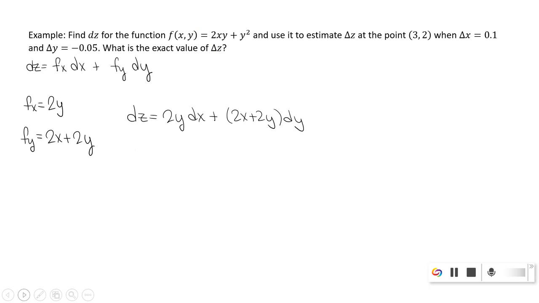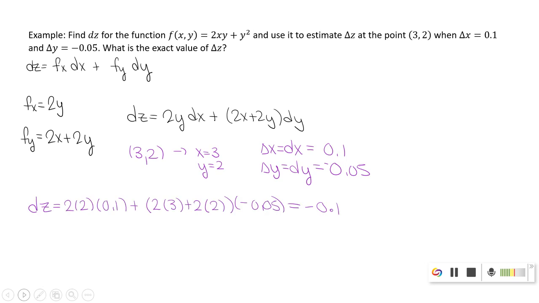All right, finally, let's plug some numbers in. So they said we're at the point (3, 2). So x is 3, y is 2. Plug those values in. And then the delta x is going to be my dx, so that's 0.1. And the delta y is my dy, negative 0.05. So I'm going to put all those numbers in, do some arithmetic. I ended up getting negative 0.1.